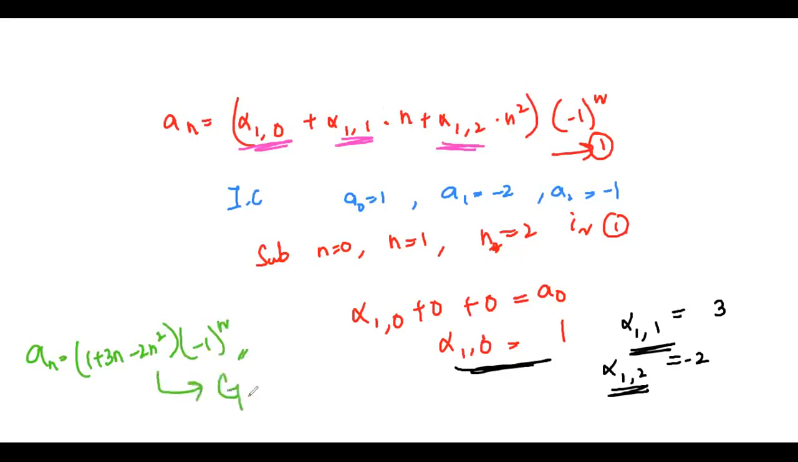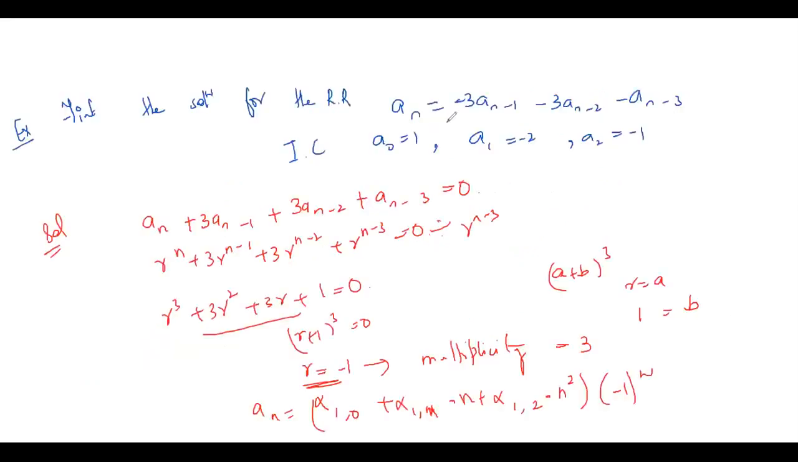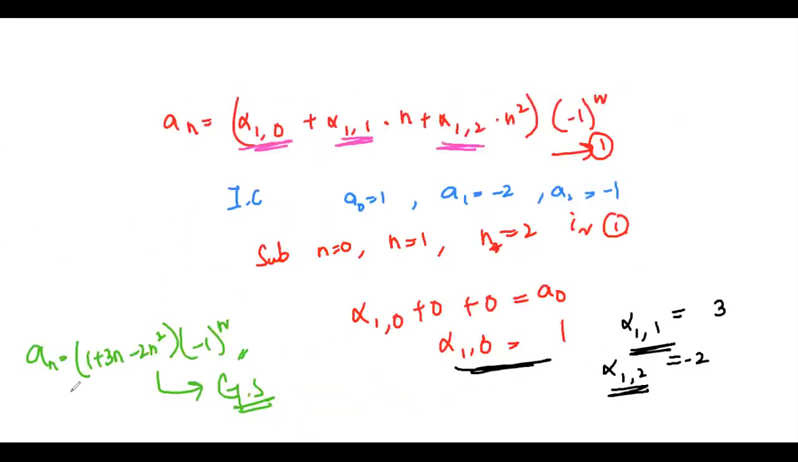So this is the general solution for your recurrence relation, which was given as follows. The recurrence relation was this: an is equal to minus 3an minus 1 minus 3an minus 2 minus an minus 3, and this is the general solution. Now let's see an overview of theorem 3 and 4, as we have already seen theorem 1 and 2.